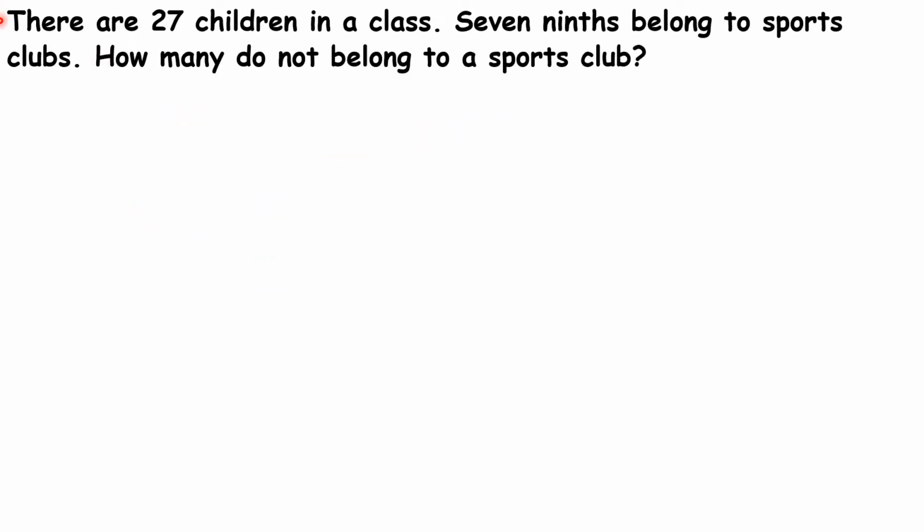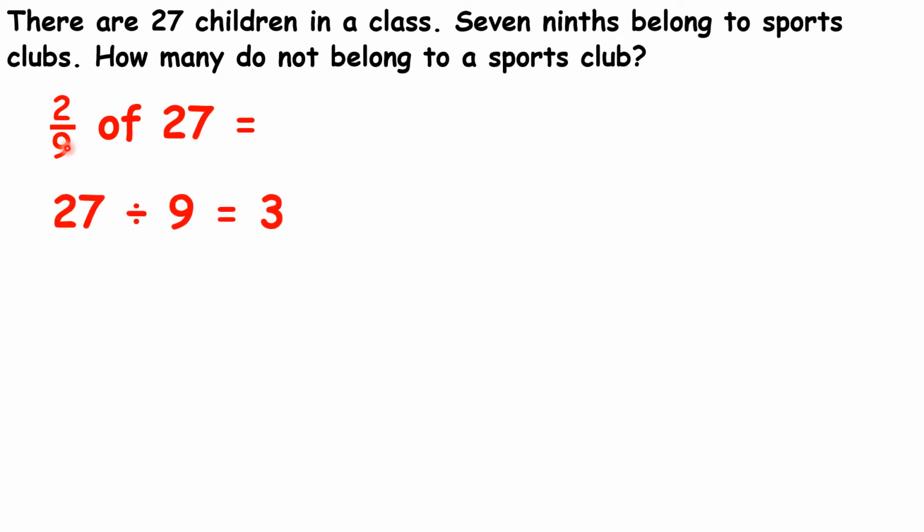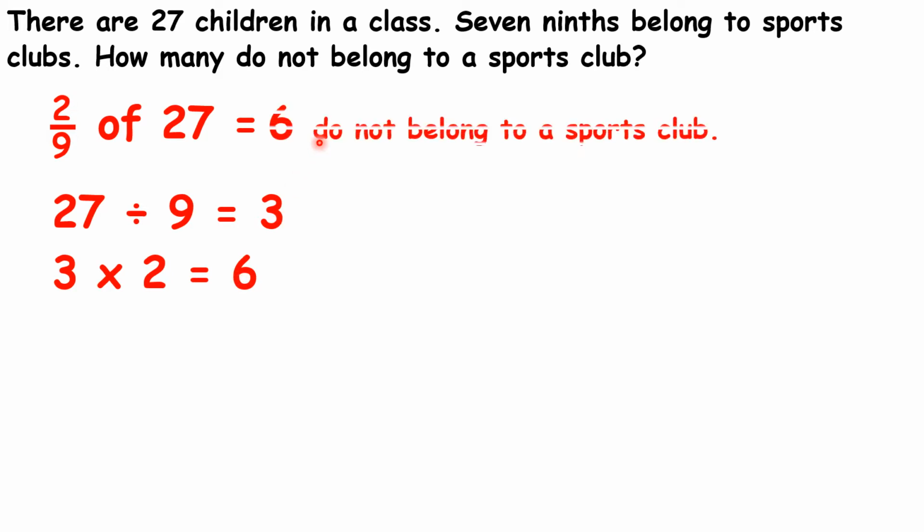There are 27 children in a class. 7/9ths belong to sports clubs. How many do not belong to a sports club? If 7/9ths belong to a sports club, 2/9ths do not belong to a sports club. So we divide by 9, times by 2, and that gives us 6 children who do not belong to a sports club.